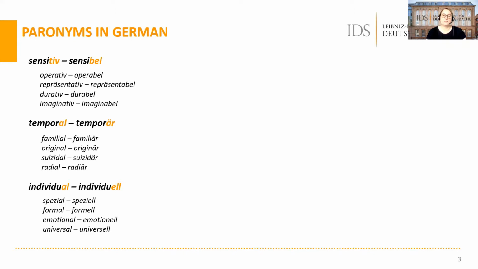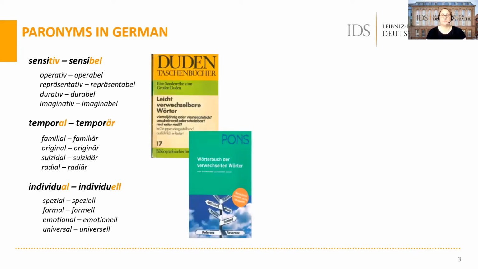A few years ago, we started collecting, analyzing, and documenting such pairs in a dictionary. But why? Why did we engage in such a project? There are two German dictionaries dealing with that. We have two print dictionaries, one by Duden from 1971, so rather outdated, and one by Pons from 2001. Although they contain a lot of confusables, there are hardly any genuine paronyms in there.